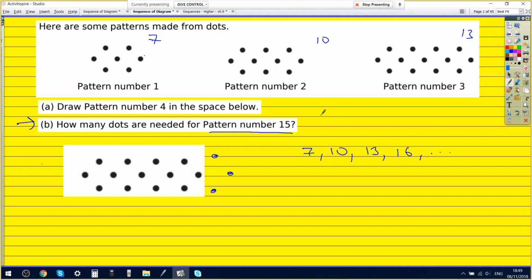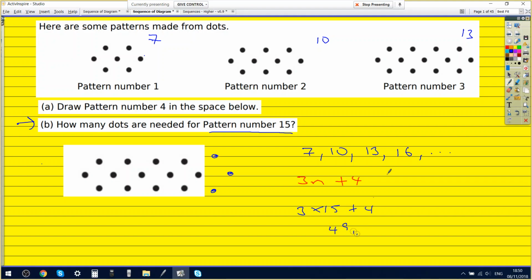Can I do 5 and double it? Would that work? What I would do is find the nth term for this sequence of numbers. Okay, so that would be 3n plus 4, something like that. Yeah, 3n plus 4 exactly. And now can you use that to get pattern number 15? 49. Brilliant, yeah. So 3 times 15 plus 4, 49.